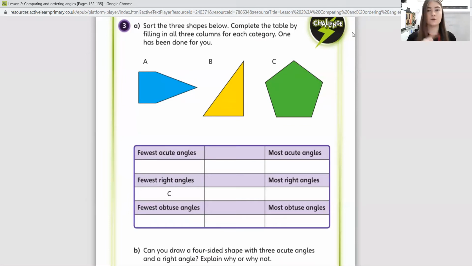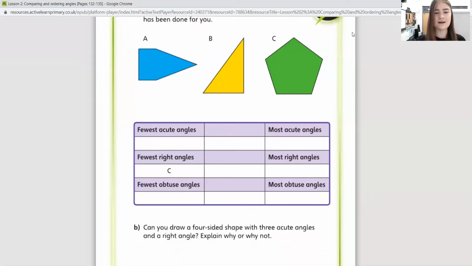It's got 2 acute and 1 right angle. And then the next one is A, because A has got 2 obtuse angles just after the right angles. They're both obtuse. And then finally, the one with the most obtuse angles, because it's got the fewest acute, is C, because it's got only obtuse angles. It's got 1, 2, 3, 4, 5 obtuse angles.